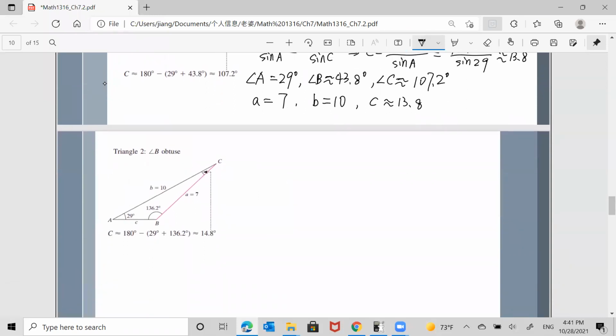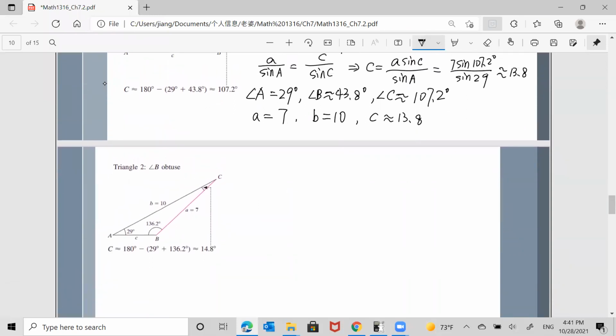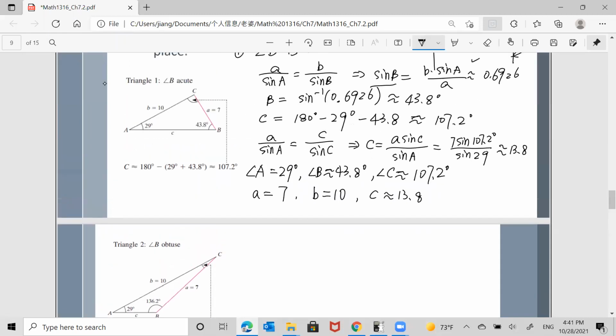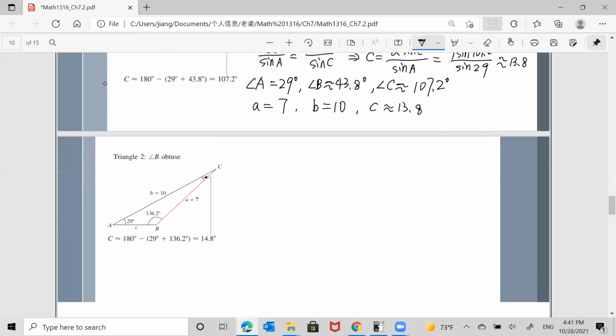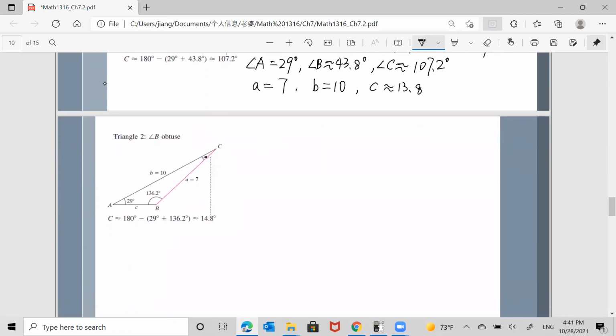If B is obtuse, that means greater than 90 degrees and less than 180 degrees. So from the first graph, we know that A is here. We rotate side a centered at C. We also have one possible case, so B is here. The intersection is here. So how do we find the angle ABC?